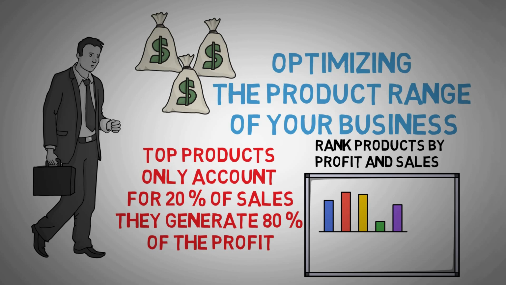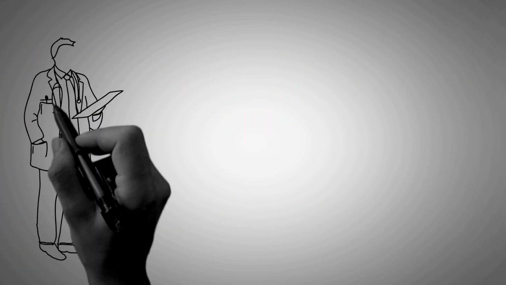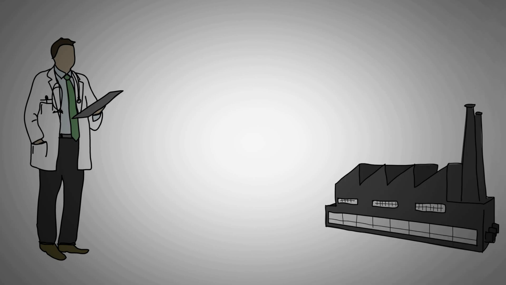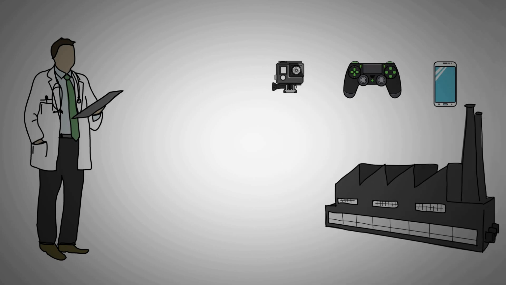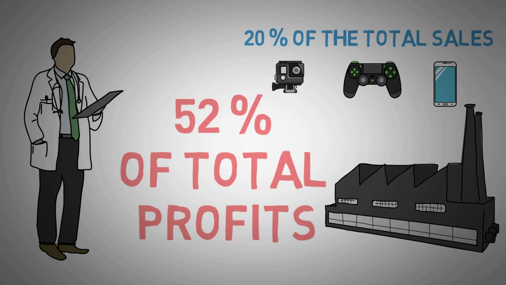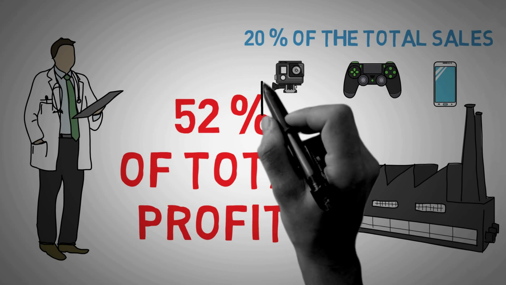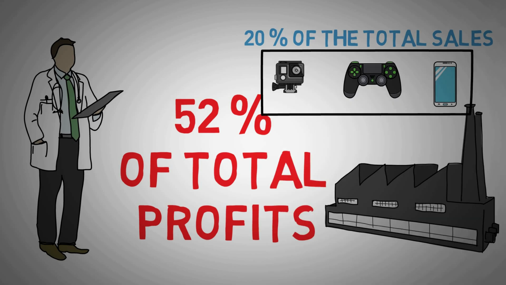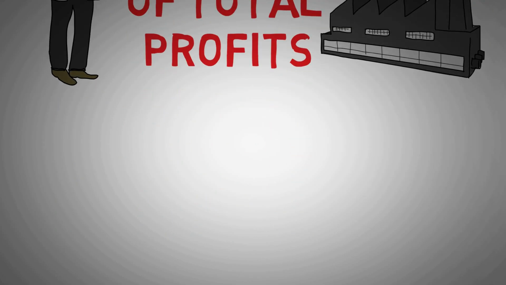And you'll probably find that while the top products only account for 20% of the sales, they generate 80% of the profits. The author conducted a study on companies that produce electronics and found that the top 3 products accounted for 20% of the total sales but brought in a whopping 52% of total profits. Now that's an interesting fact. So when you have identified your top products, it's time to prioritize these products and focus your time and energy on selling more of them.